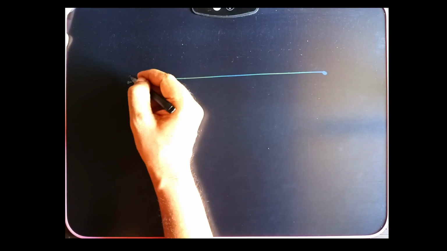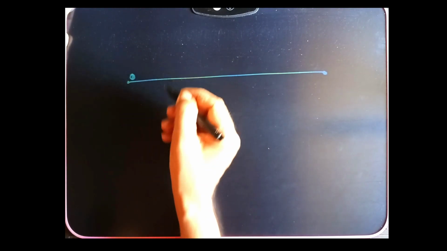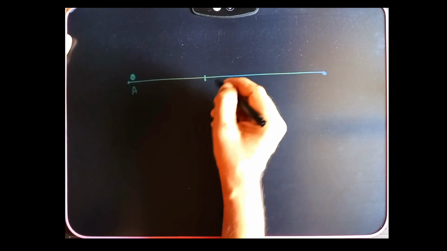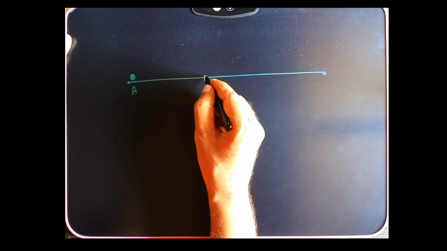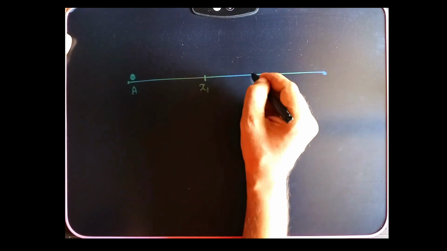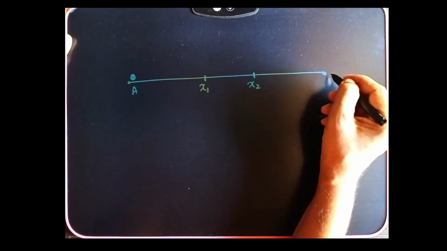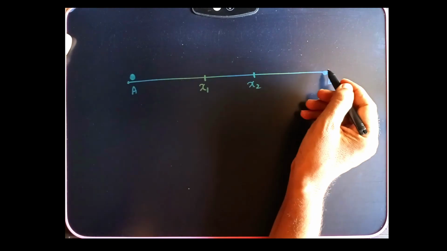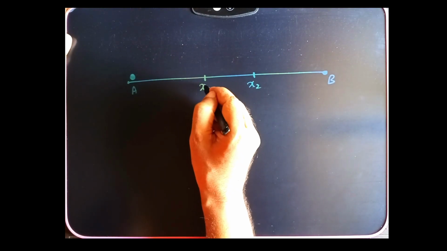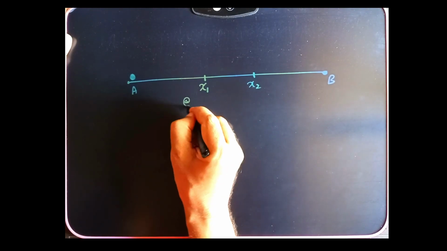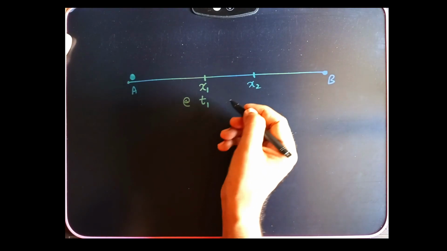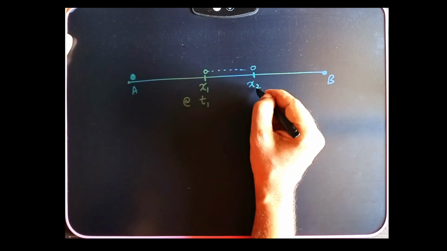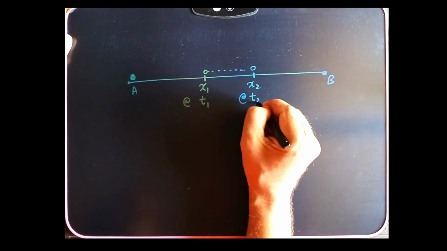If an object moves from A, and intermediately there's another position here, let it be called x1, and another position here called x2, and then the final position here is called B. Before the object goes from point A to point B, it reaches point x1 at time t1, and then subsequently it reaches point x2 at time t2.